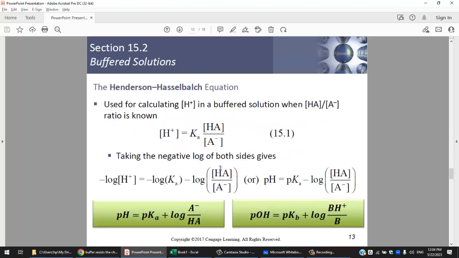For the buffer calculations, we have the Henderson-Hasselbalch equation, or in German it's Henderson-Hasselbalch equation, and we can easily derive this equation from the equilibrium of a buffer, and that will bring us to this equation: pH is equal to pKa plus log A minus over HA if we have an acidic buffer. For a basic buffer, we have another equation here: pOH is equal to pKb plus log BH plus over B, where B is the base and BH plus is the conjugate acid. So this is a fairly easy equation to apply.